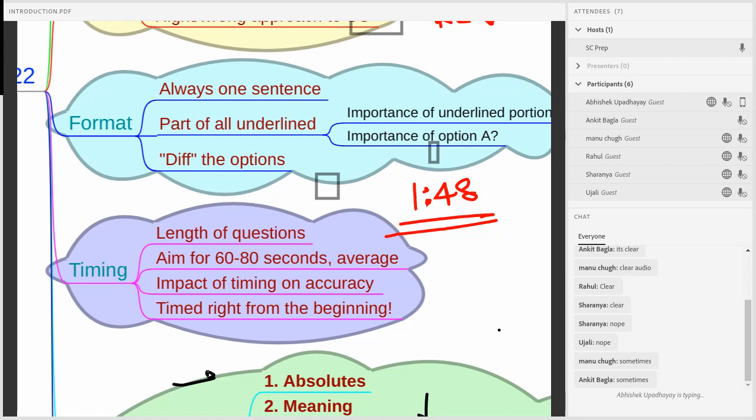All right. Now let's come to the last point over here, diff the options. Diff the options just means actively look for differences in your options. These differences are going to help you get an idea about what the question may be testing. So remember, reading each option left to right is okay. I'm not going to stop you from that. But never ever forget to look for these differences. The differences could point you in the right direction.